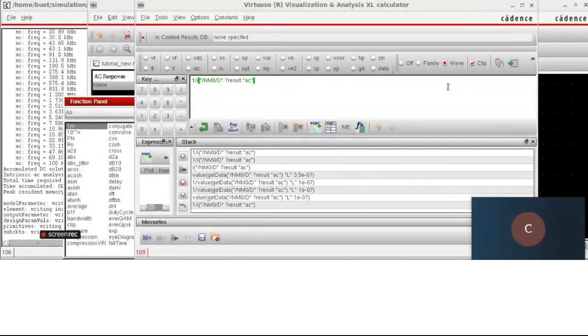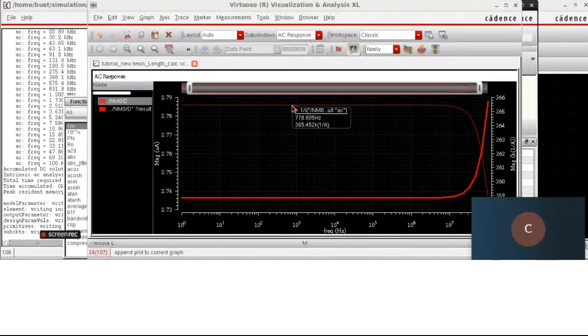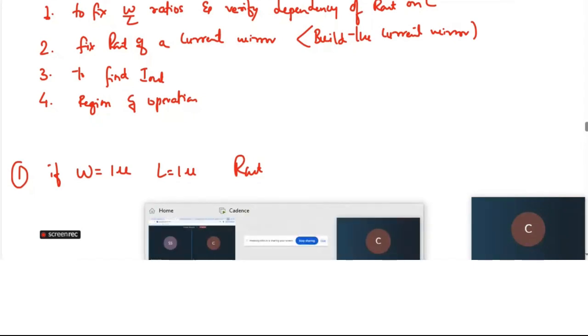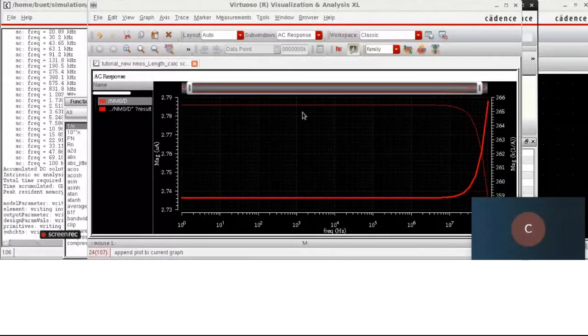I'll take the reciprocal of that by sending it to the calculator. Here is my 1 by X. Once I do that, whatever value I get will be my resistance, which I am getting as 365.4 kilo ohms. So let's make a note of it. For the first one, if W is 1 micro and L is 1 micro, R out I am getting as 365.4 kilo ohm.